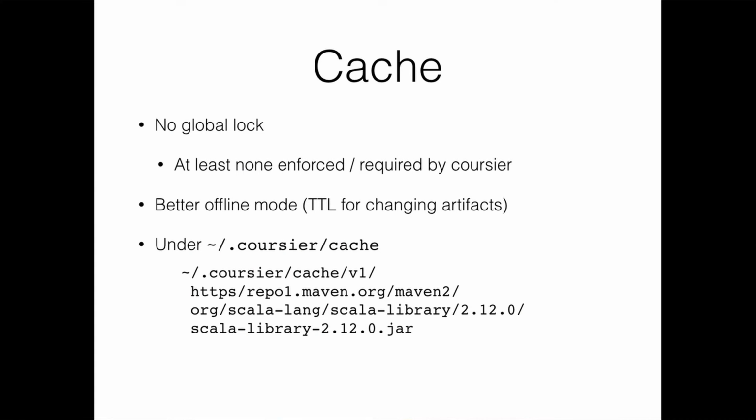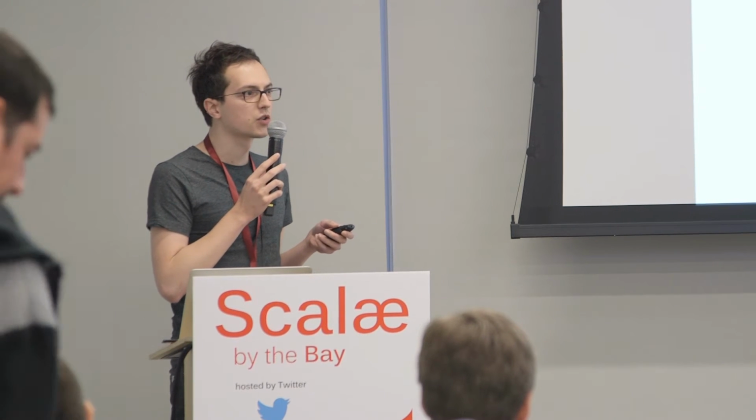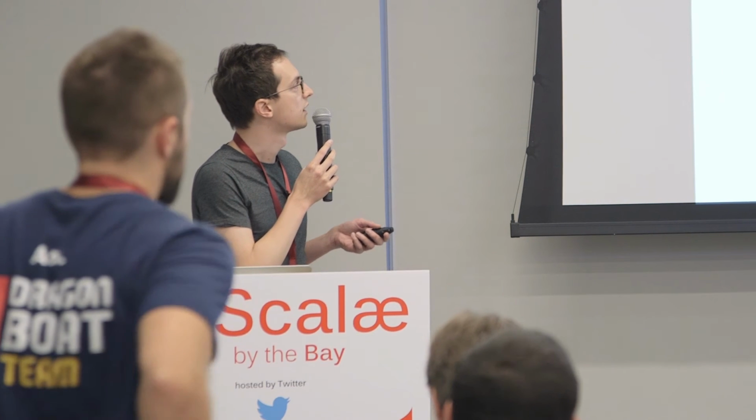So yeah, the SBT plugin relies on the cache of Coursier. Basically, this cache has no global locks, at least when you use the SBT plugin, it doesn't enforce them. Coursier doesn't require any kind of global locks, but nonetheless, sometimes, depending on the keys of SBT that we use, we can run into some global locks. But Coursier doesn't enforce any of them.